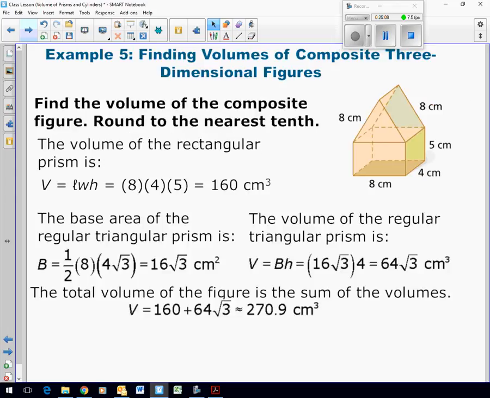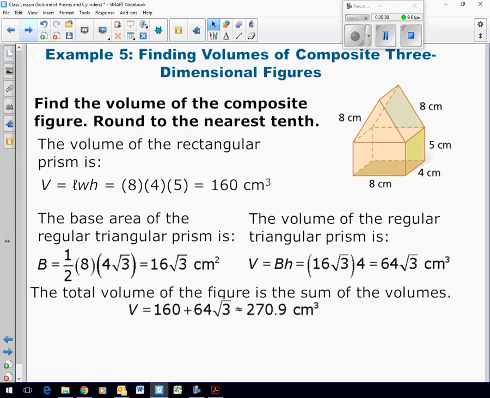Last thing is called a composite figure. Hear me out on this. You have a composite figure. Here's what you need to do. Let me give you an example of one. Our house is a composite figure, I hope so.